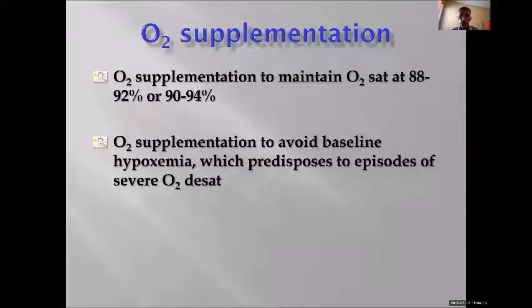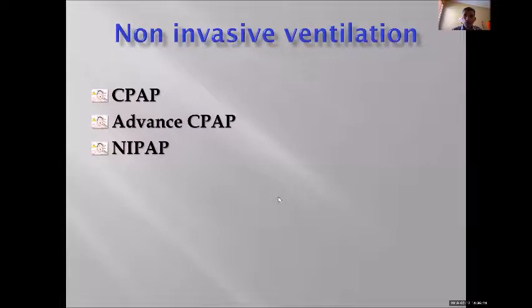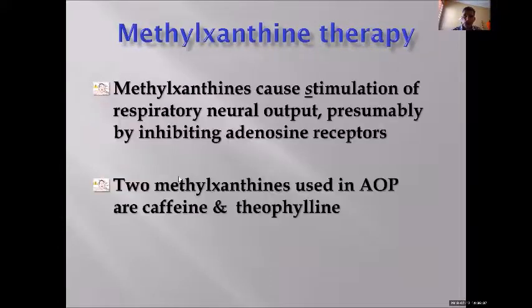Also, oxygen is always needed to keep the baseline oxygen level within acceptable limits. We might need to give non-invasive ventilation like CPAP, advanced CPAP, or bi-level CPAP. But we might also need to ventilate at some point.